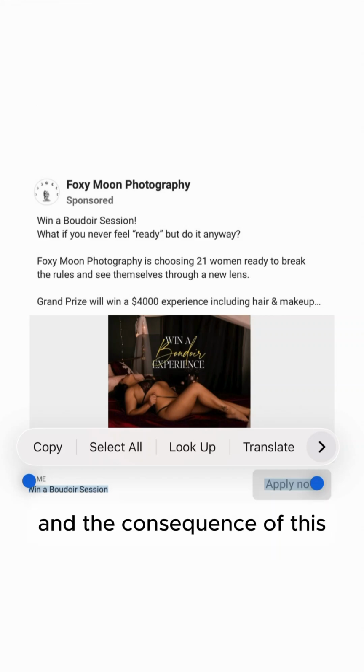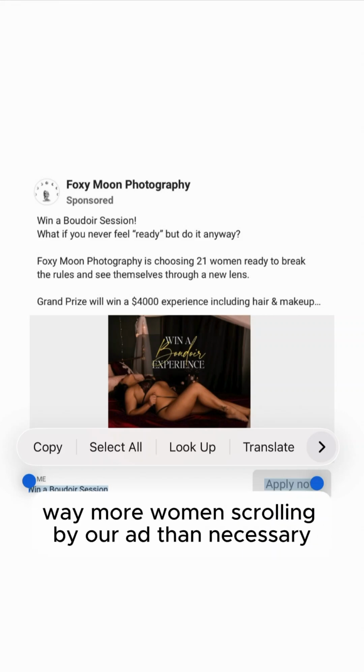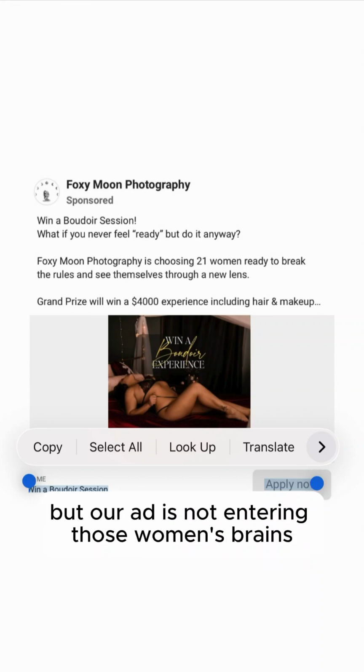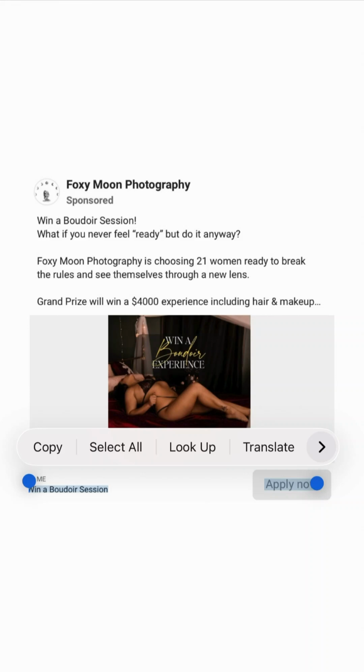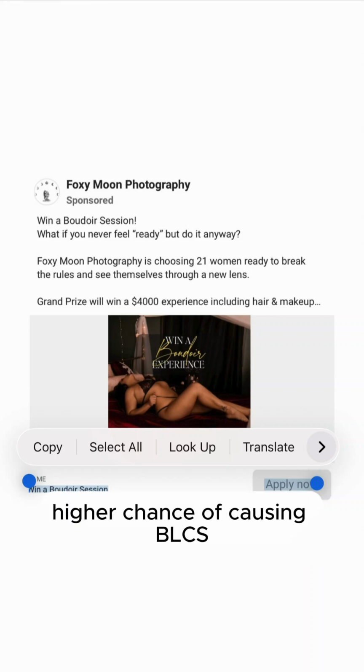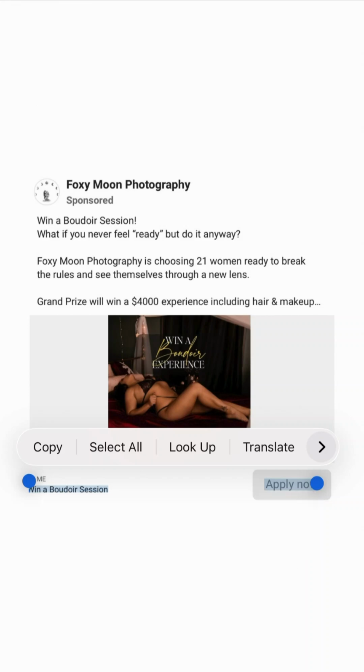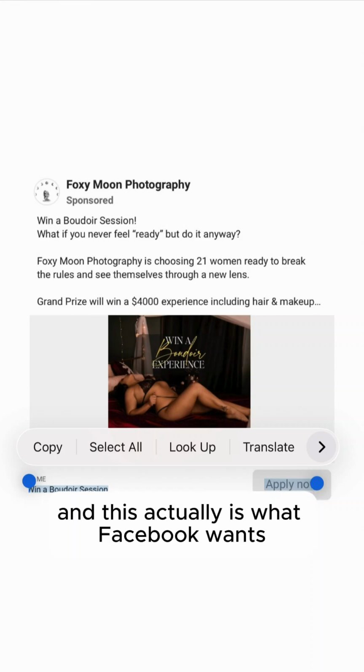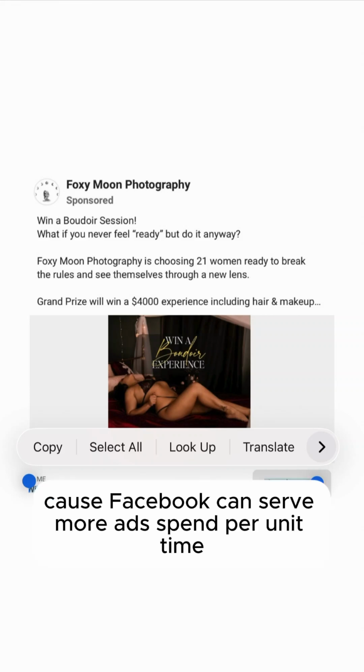And the consequence of this is way more women scrolling by our ad than necessary. So we're paying for that impression, but our ad is not entering those women's brains. It's going to pull our unique CTR under 6%, with a higher chance of causing BLCS. And this actually is what Facebook wants, because Facebook can serve more ad spend per unit time.